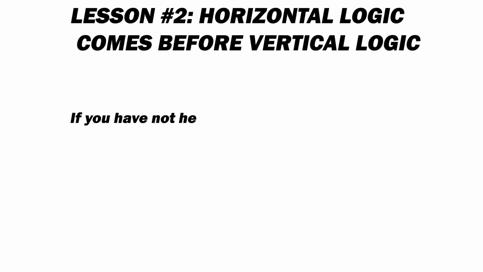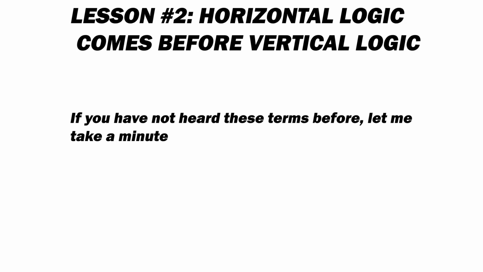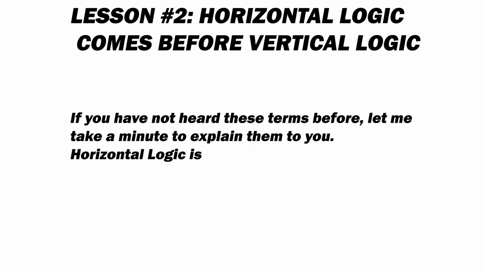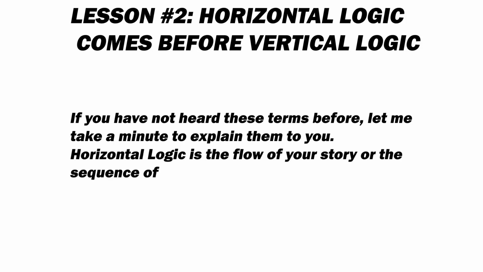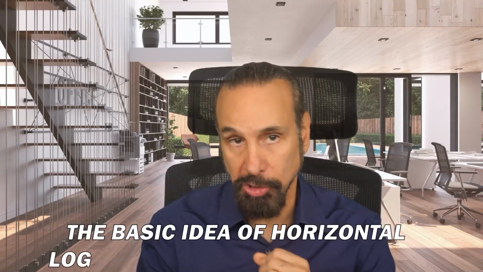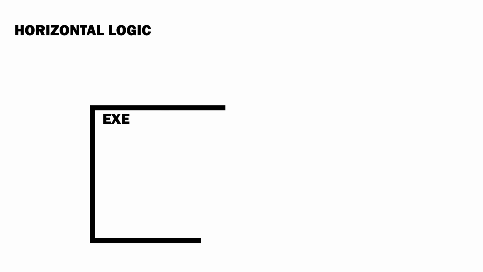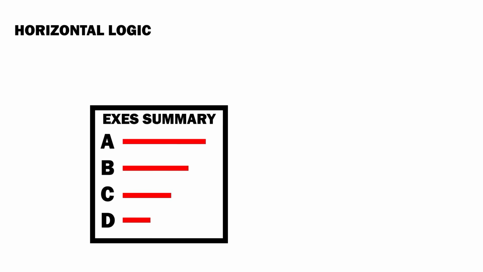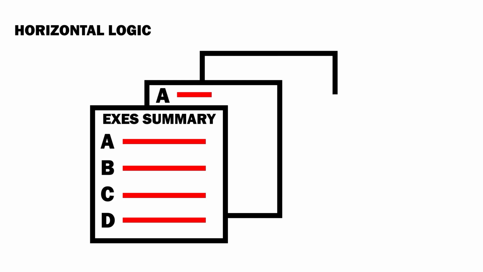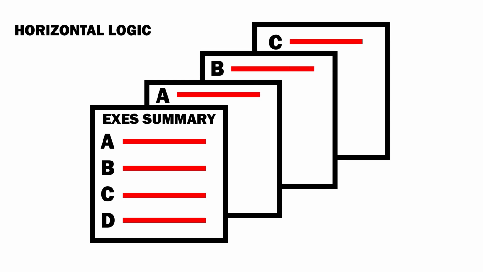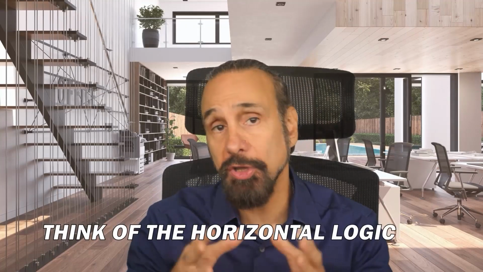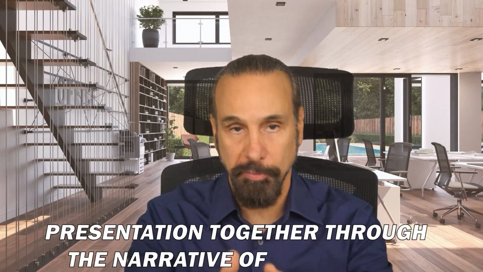If you have not heard these terms before, let me take a minute to explain them to you. Horizontal logic is the flow of your story or the sequence of the slides and charts in your presentation. The basic idea of horizontal logic is that if you were to pull all the headlines from your charts in a sequence and read them out loud, they would be telling a story. That narrative or storyline extracted from the headlines and the charts should flow flawlessly. Think of the horizontal logic as the glue that holds the entire presentation together through the narrative of your story.